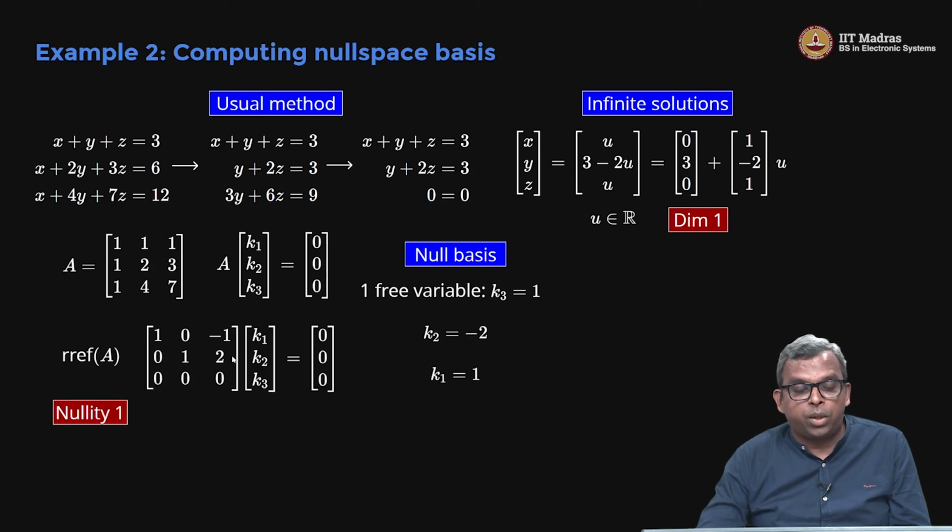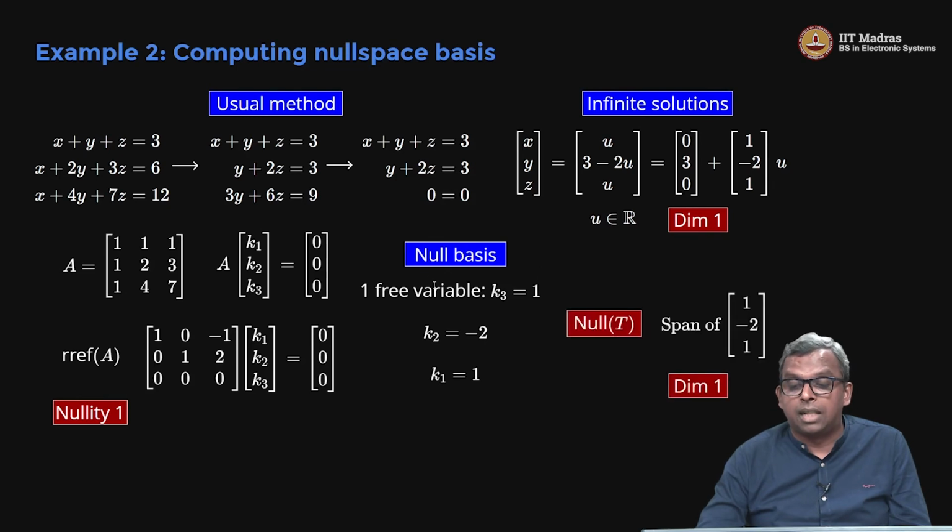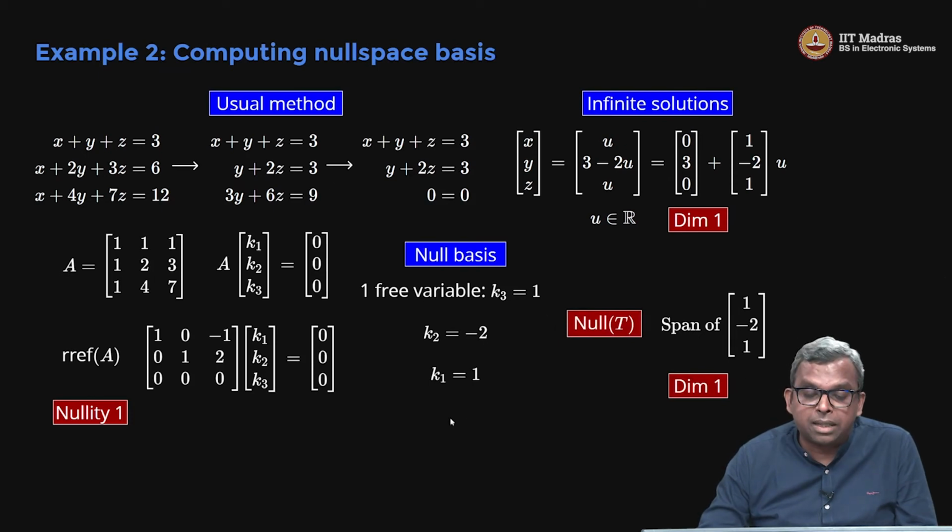Only then this second equation will be solved, and then k1 has to be 1, right? So when k3 is 1, you can go ahead and solve for k2 and k1, and you see that you got a k1, k2, k3. This is a basis vector for the null space. So null of T is the span of this 1, minus 2, 1, and it's got a dimension 1.